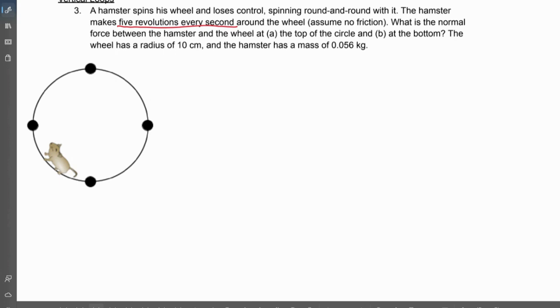What is the normal force? Okay, so that means question mark Fn. What is the normal force between the hamster and the wheel at the top of the circle and at the bottom of the circle? The wheel has a radius of 10 centimeters, but that's 0.1 meters. And the hamster has a mass.